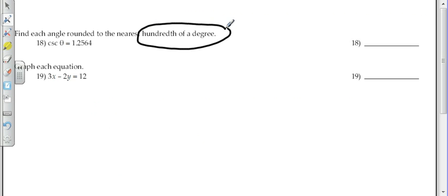Nearest hundredth of a degree, and because it's not giving us a range, whatever our calculator gives us is correct. So we're going to take the arc sine of 1 over 1.2564, and I'm pretty sure my calculator is already in degrees, but I'm looking at it just to make sure. Yes, it is. Arc sine 1 divided by 1.2564, boom, and I want it to the nearest hundredth of a degree. Okay, 52.74 degrees.